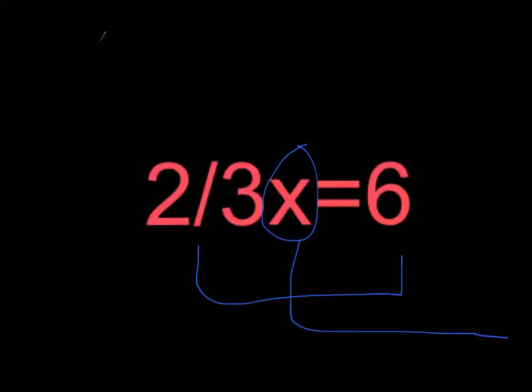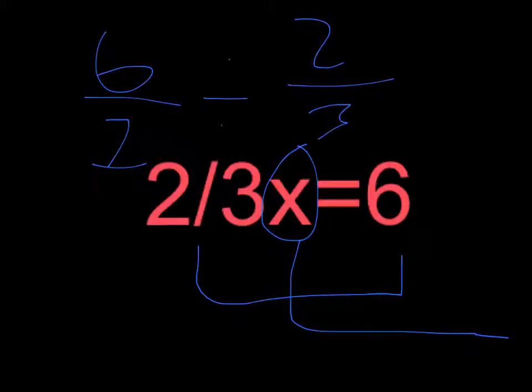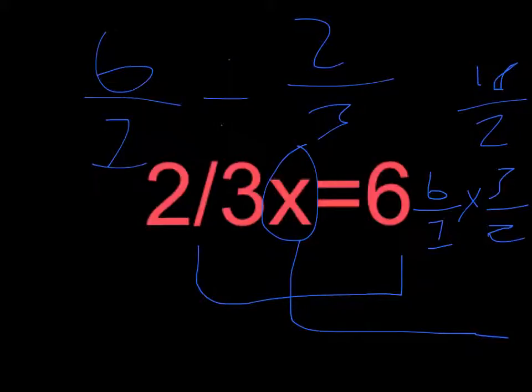So we're going to do 6 over 1 divided by 2 over 3. So we are going to do KCR because we have to, and do 6 over 1 times 3 over 2. So we are just going to multiply this, and then we would get 18 over 2. So 18 divided by 2 is 9. So x equals 9. That is our answer.